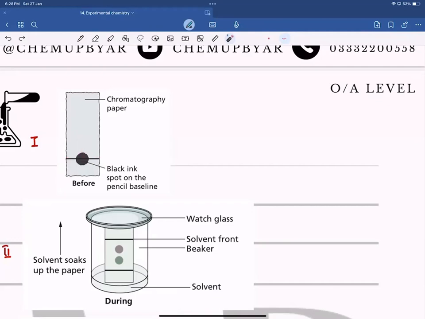Okay sir. That's why we keep the solvent level below. When the solvent soaks up the paper, the whole spot travels along, and the components which have different solubilities get separated from each other.